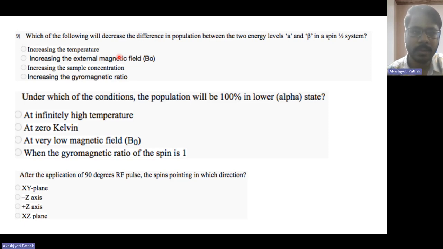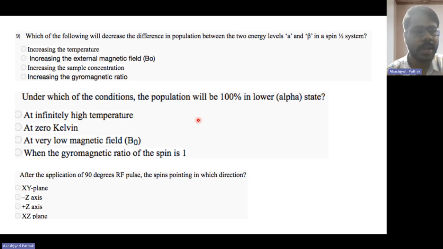So increasing the external magnetic field, increasing the gyromagnetic ratio, increasing the sample concentration, they will increase the difference in population. But here in this question, you have been asked to find which factor will decrease the difference in population. If we increase the temperature, there will be a decrease in the difference in population. We need to lower the temperature to increase the difference in population.